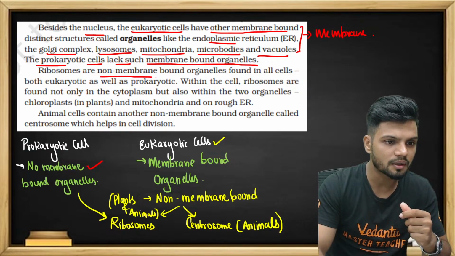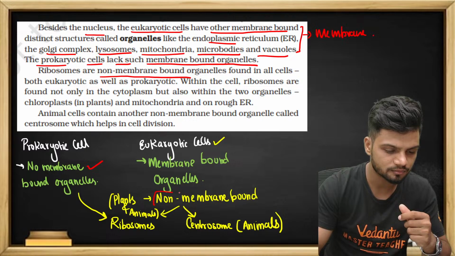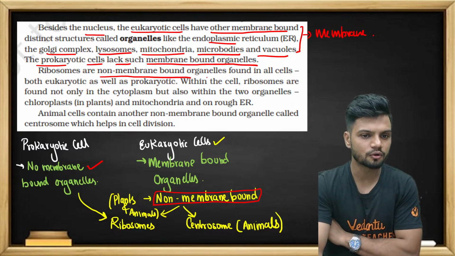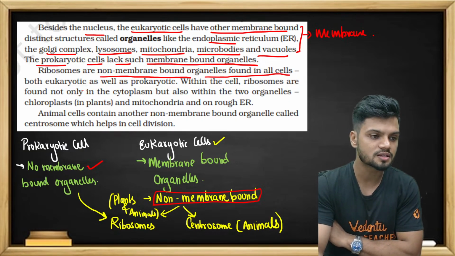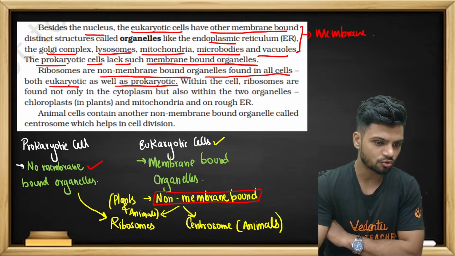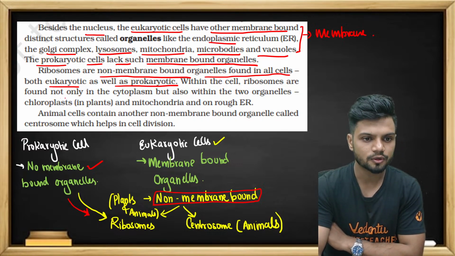Ribosomes are non-membrane bound organelles. See, ribosomes are under non-membrane bound. Ribosomes are non-membrane bound organelles found in all cells, both eukaryotes as well as prokaryotes. See, I told you, they're present in eukaryotes, also present in prokaryotes. Here, right here. Okay. Prokaryotes.